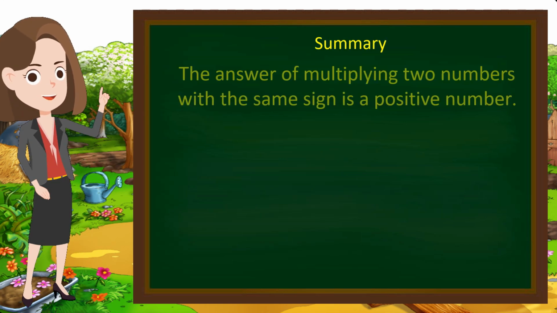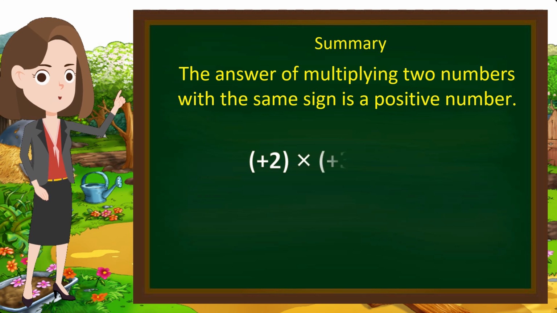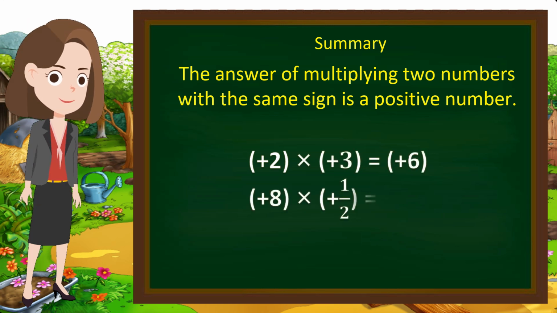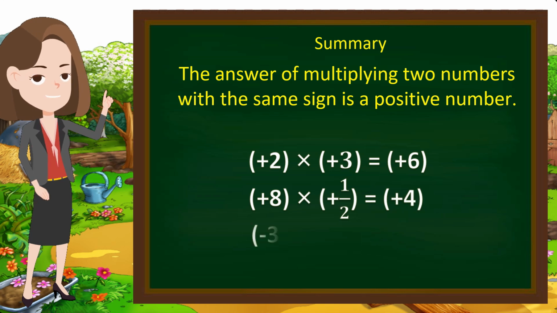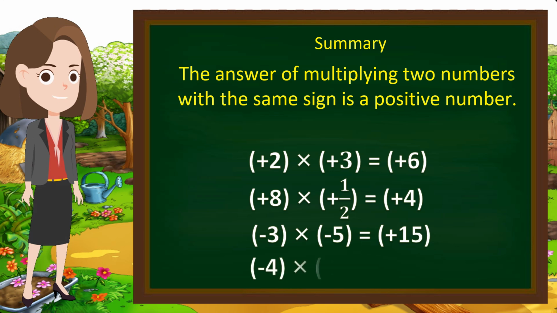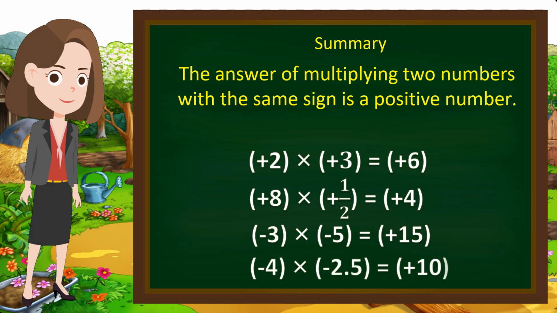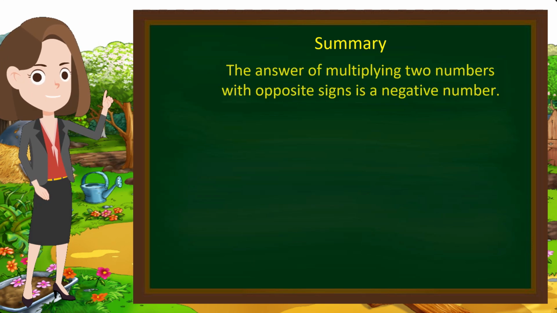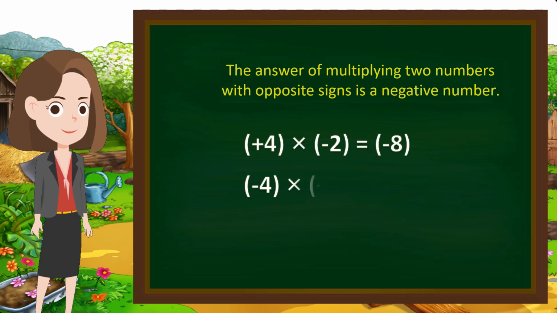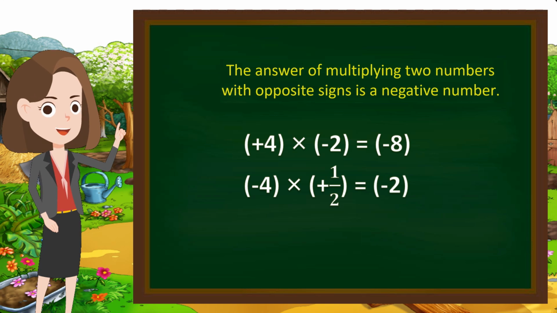Okay, good my children. Let's see what we learned today. Today we learned first that the answer of multiplying two numbers with the same sign is a positive number. Also my children, we learned that when two numbers with opposite signs are multiplied, the answer is a negative number.